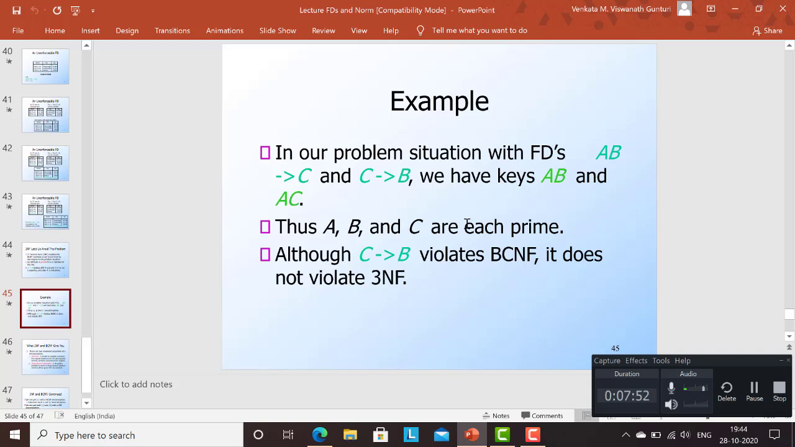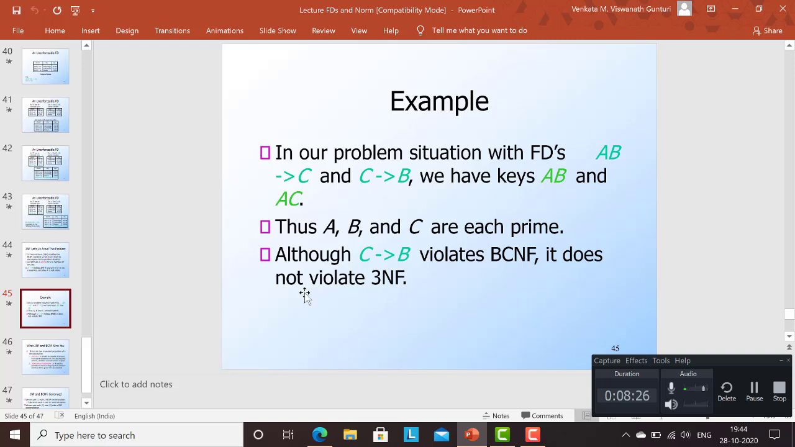But that's not really the big deal. The big deal is that this functional dependency C implies B, which created trouble for your BCNF, does not create trouble for your 3NF algorithm. 3NF says that either the left side should be a super key, which unfortunately it is not in this case, or the right side should be part of some key. B is part of at least one key. In other words, B is a prime attribute.